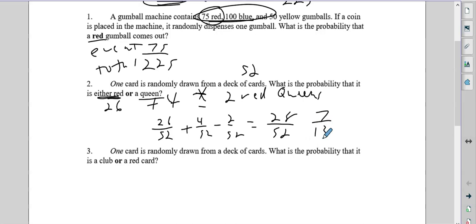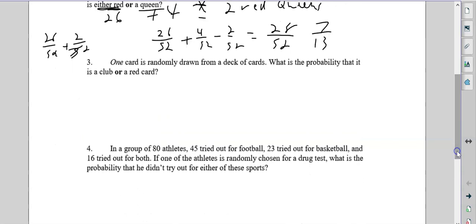Now, you might be thinking on a simple one like this, do I have to go to all that work? Not really. If you wanted to, you can just go, since I know there's 2 red queens, that means there's only 2 black queens. So you could do 26 over 52 plus 2 over 52. You're going to get to the same answer. You're just doing the one other extra step in your head. It doesn't matter. But on a simple one like this, you might just do that in your head and only do addition and not subtraction. But you are subtracting it out. You're just doing it in your head.